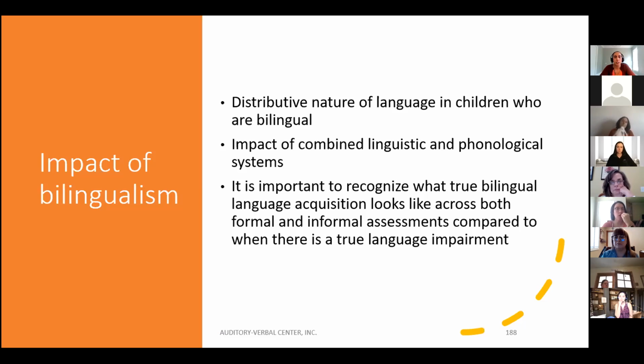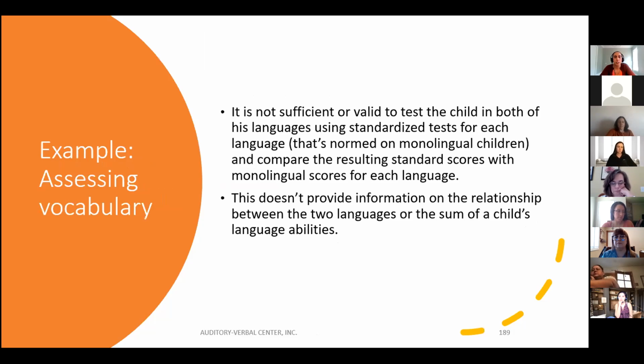And we'll talk later this session about what true bilingual language acquisition looks like compared to what disordered bilingual language acquisition looks like. And it's important to be able to recognize what that looks like on both formal and informal assessments. And as an example, let's talk about assessing vocabulary. It's actually not sufficient or valid to test a child in both of his languages using standardized testing for each language and then compare those scores with just monolingual norms.